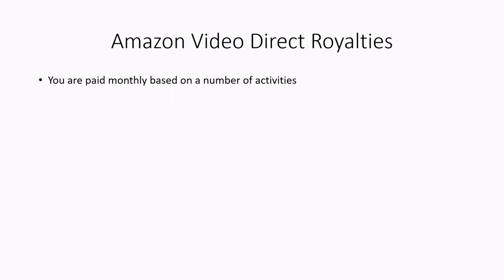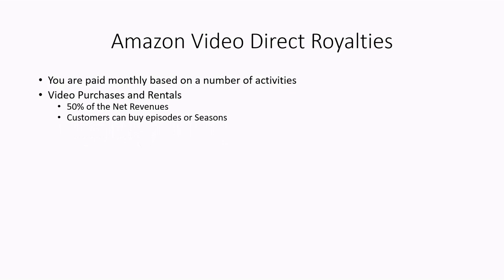You are going to be paid monthly based on a number of different activities. First, you're going to be paid for video purchases and rentals. You'll be paid 50% of the net revenues of purchases and rentals. Customers can buy episodes or seasons, and any episodes they purchase, if they decide to purchase a season later, will count toward their actual purchase. They'll get the entire season at a discount.